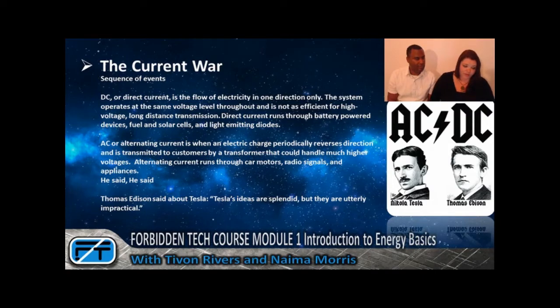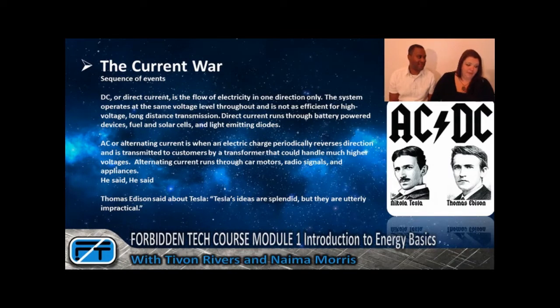AC, or alternating current, is when an electric charge periodically reverses direction and is transmitted to customers by a transformer that could handle much higher voltages. Alternating current runs through our car motors, radio signals, and appliances. Which basically means it can travel across very far distances. Back then, Edison's plan was to have a power plant every 100 miles, so that you'd have a giant power plant just for that area. And Nikola Tesla said, no, you can transmit it across thousands of miles. Think of it, if you need a power plant every 100 miles, you need energy to run those power plants. That's a lot of power plants. Well, that's a lot of coal.